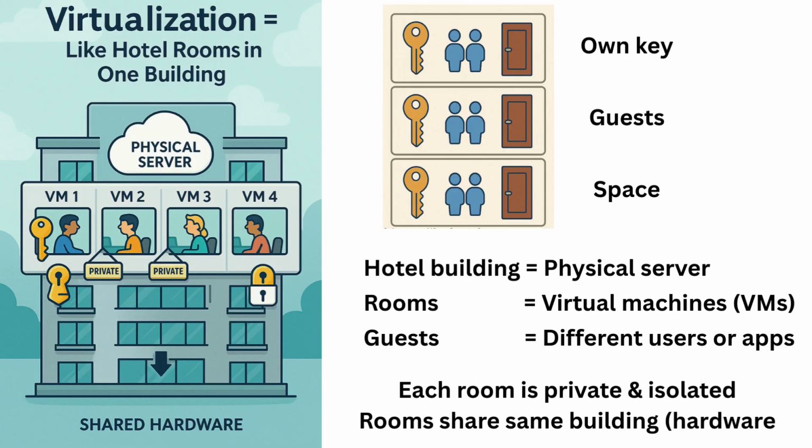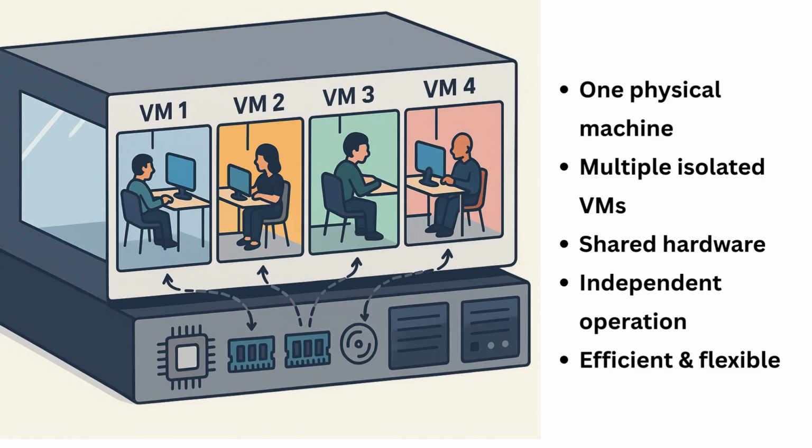Real-life analogy. Think of a hotel. The entire building equals a physical server. Each hotel room equals a virtual machine. Each room is private, has its own key, guests, and space, but they all share the same building. Just like that, virtualization creates isolated VMs on one physical machine, sharing the same hardware, but working independently.